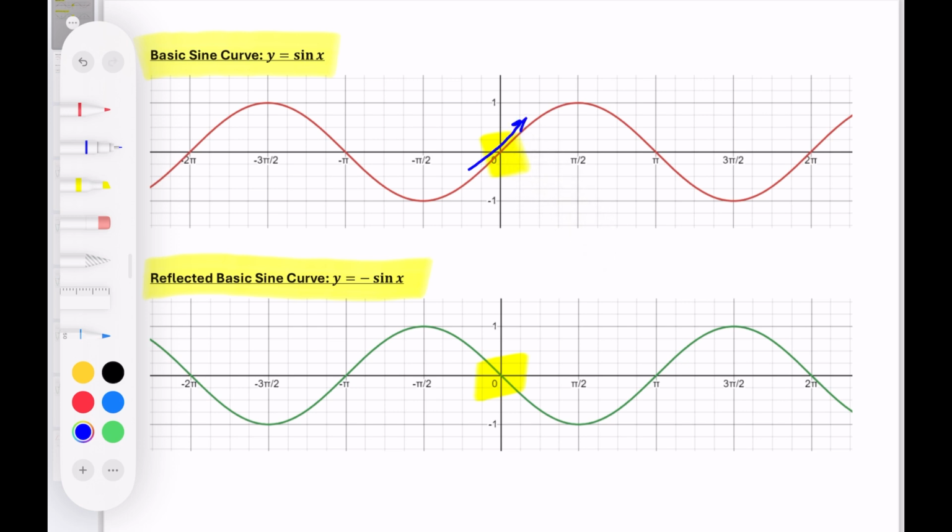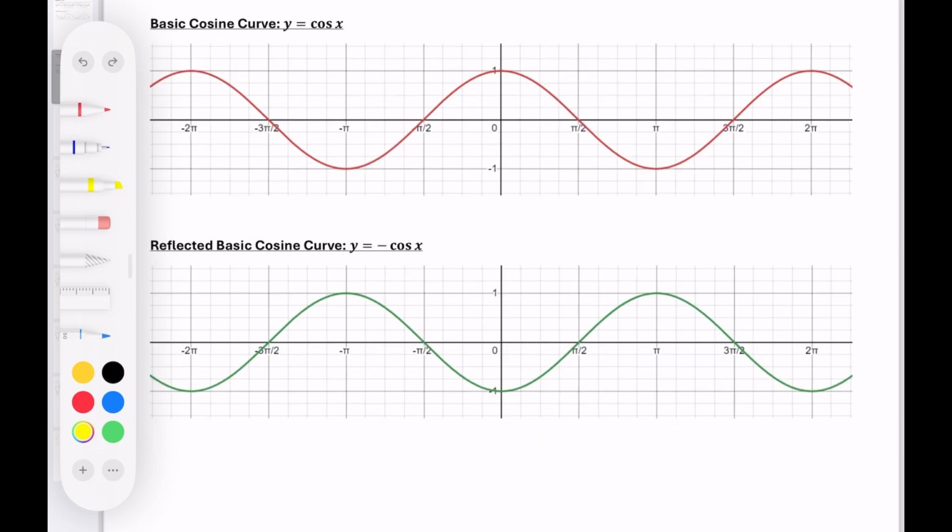It's climbing up. Within a neighborhood of the starting point of the reflected basic sine curve, the behavior looks like this. It looks like climbing down. Next, we will look at the basic cosine curve and the reflected basic cosine curve.